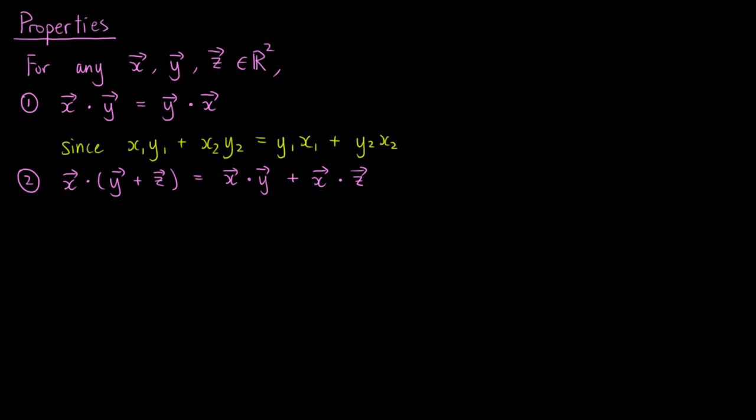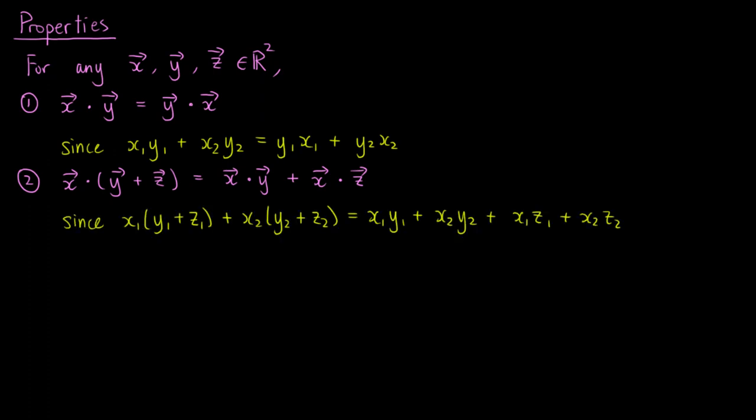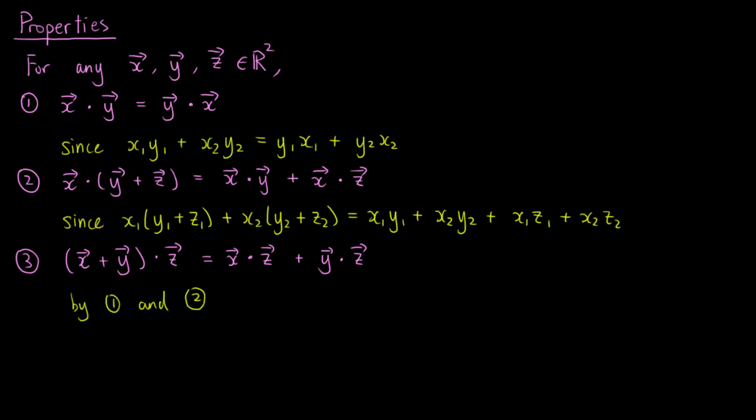The second property is that x dot bracket y plus z equals x dot y plus x dot z. This can also be seen from the definition, since x1 times bracket y1 plus z1 plus x2 times bracket y2 plus z2 equals x1 times y1 plus x2 times y2 plus x1 times z1 plus x2 times z2. The third property is that bracket x plus y dot z equals x dot z plus y dot z, and this follows from applying both the first and the second property.